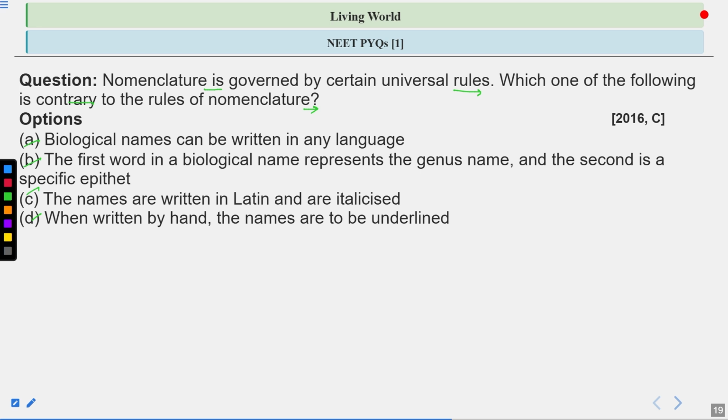Option A: biological names can be written in any language. Can scientific names or biological names be written in any language? Option B: the first word in a biological name represents the genus name and the second is the specific epithet. Option C: the names are written in Latin and are italicized. Is it true or false? And option D: when written by hand, the names are to be underlined. So which of the following is contrary to the rules of nomenclature? What would be the answer for this question?